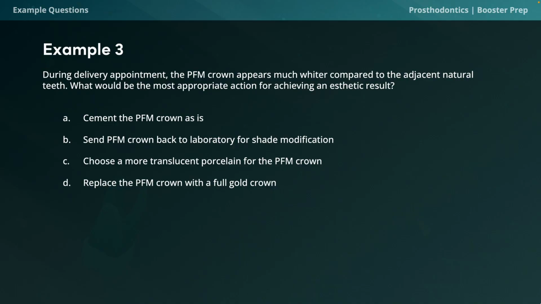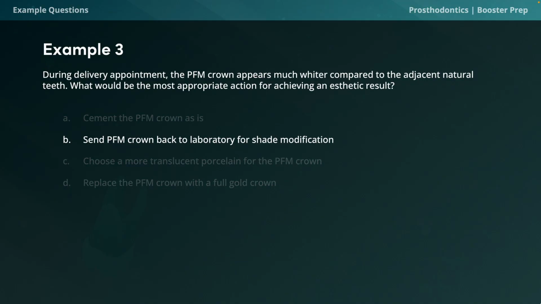During delivery appointment, the PFM crown appears much whiter compared to the adjacent natural teeth. What will be the most appropriate action for achieving an aesthetic result? Again, pause the video if you need, but the answer is B. Send PFM crown back to laboratory for shade modification. This question is very similar to the previous in that it's not only assessing our knowledge of the fact that a value can be decreased along with changes in hue and chroma, but also the fact that we have to do something here. We can't just be okay with a crown that sticks out compared to the adjacent teeth.